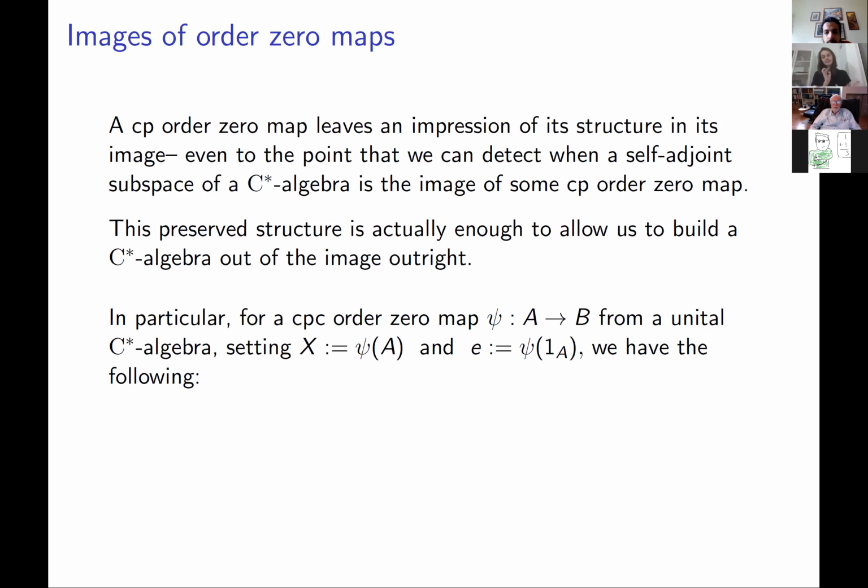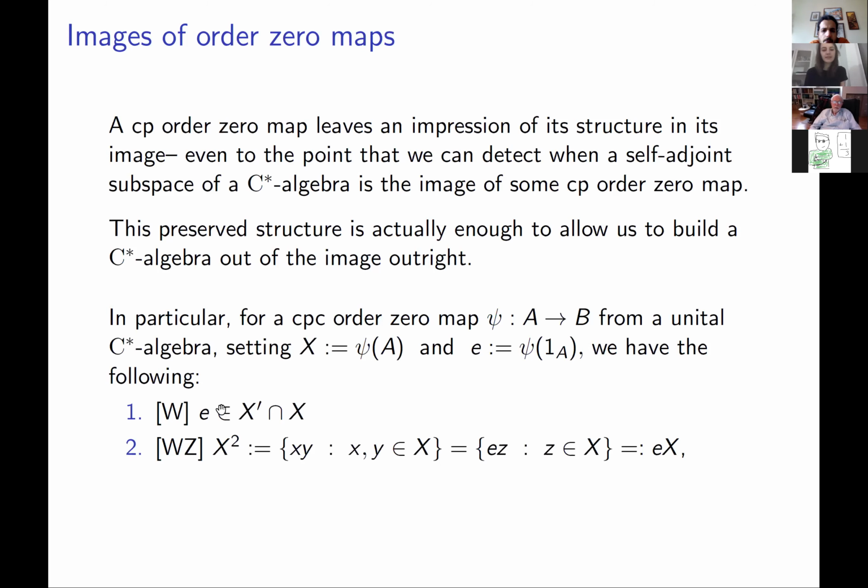So now I'm going to just restrict to the contractive setting because it'll make my life easier. If I take a CPC order 0 map from a unital C-star algebra into some other C-star algebra, I'm going to write X for the image of the C-star algebra and E for the image of the unit. And what we get is the following. Wolff's theorem tells us that E commutes with X.